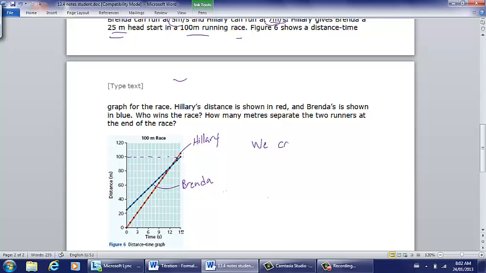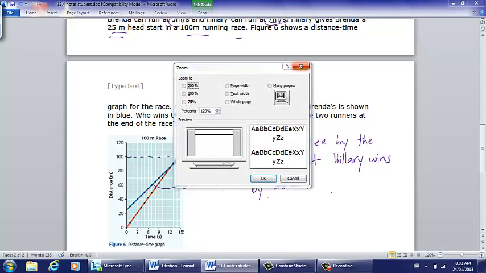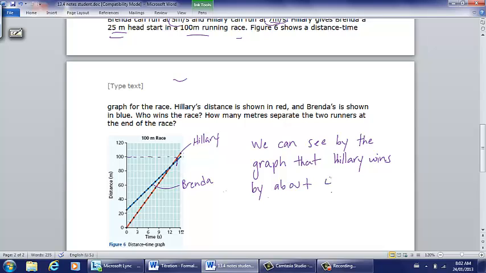So we can see by the graph that Hillary wins. So she gets to the 100-meter mark first by about, and then you kind of need to estimate how far ahead she is of Brenda. So how far behind is Brenda when Hillary gets to 100? And I would say it's about 4 meters. So by about 4 meters.